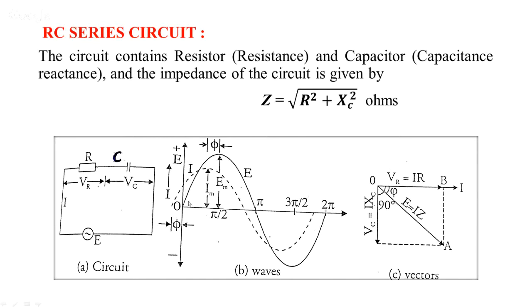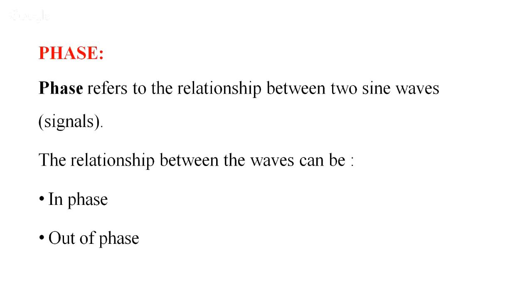Now let us study the wave diagram here. The thick line here represents the voltage E, that is the supply voltage here. It represents the voltage E, and the current I you can see is represented by the dotted line. You can observe here also the current and voltage are not reaching the zero and the maximum values simultaneously.